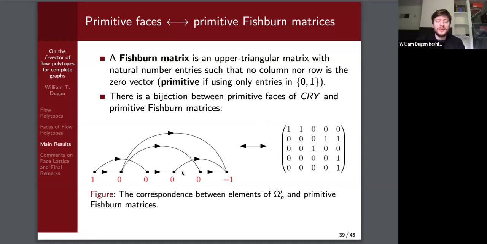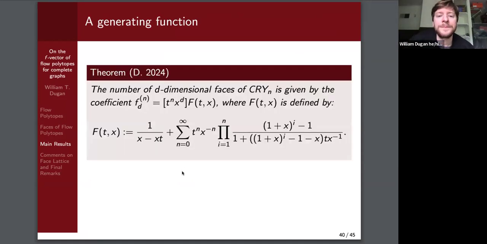So there's just this very quick correspondence to go between them. And why am I mentioning this? Well, because then I can state one more result. It turns out that we were able to find a generating function like so. If f_d^n is the number of d-dimensional faces of Cry, then we were able to show that these numbers are equal to the coefficient of t to the n x to the d of this generating function.